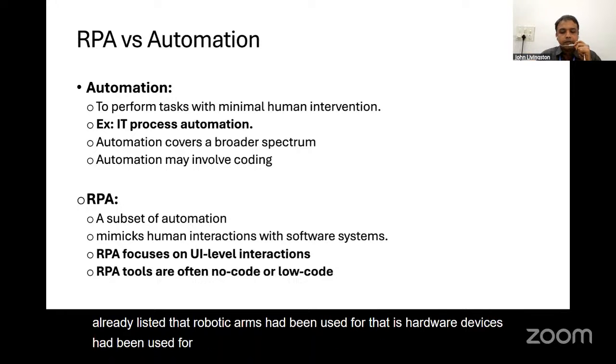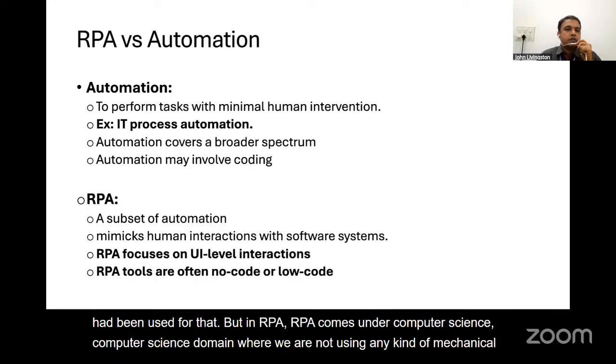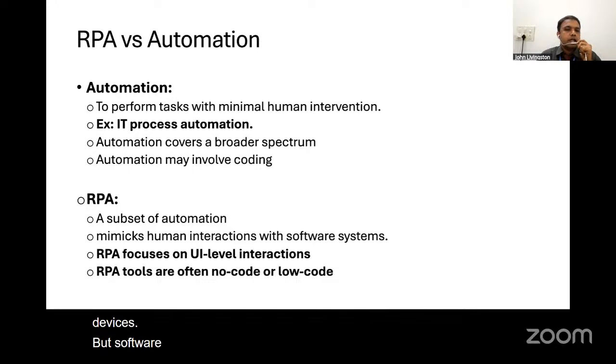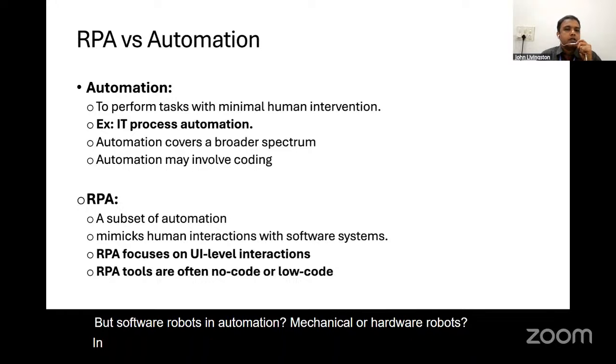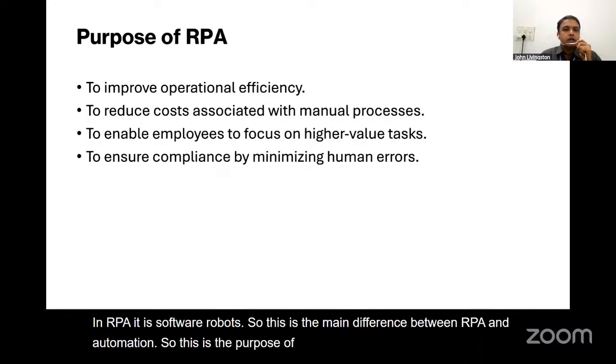But RPA comes under the computer science domain, where we are not using any kind of mechanical devices, but software robots. In automation, it is mechanical or hardware robots. In RPA, it is software robots. So this is the main difference between RPA and automation. So this is the purpose of RPA.